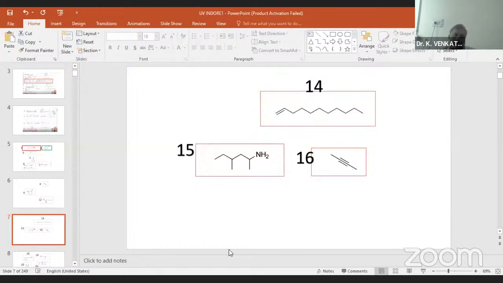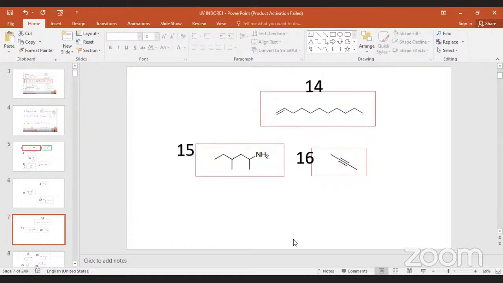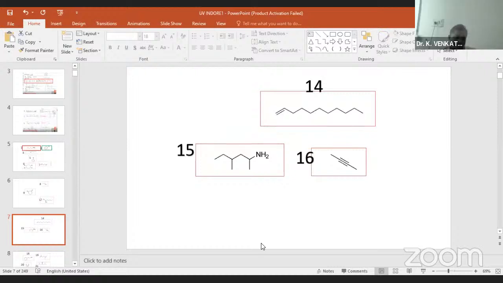Where is the 4-methyl? 1,2,4, 1,3, 1,3-dimethyl. Not dimethyl. 1, 2, 3, 4. 4-methyl-1-hexanamine, 2-amine. 4-methyl, 2-amino hexane. Madam, what is the 4-methyl? 4-methyl, 2-amino. Yes, 4-methylhexan-2-amine.